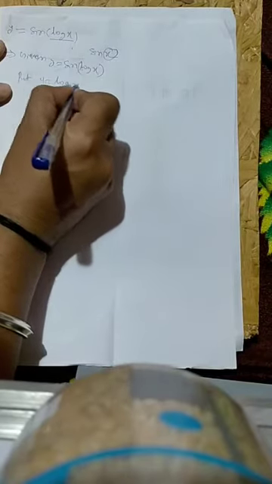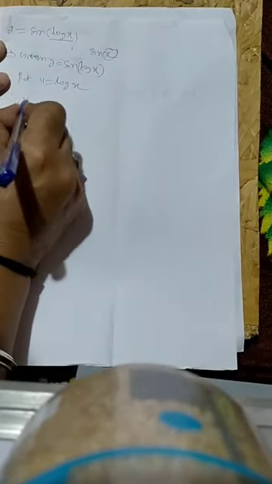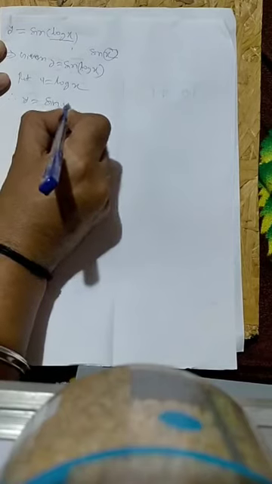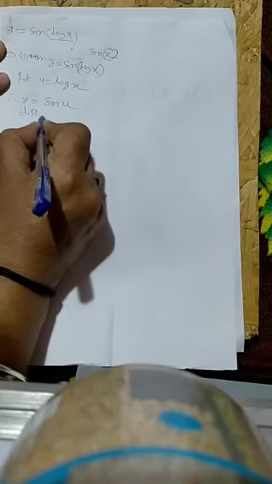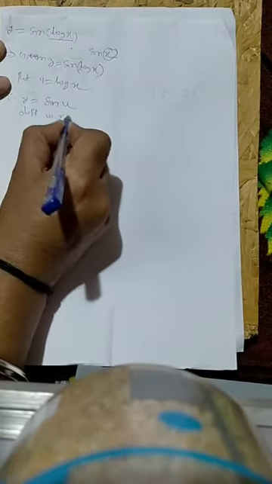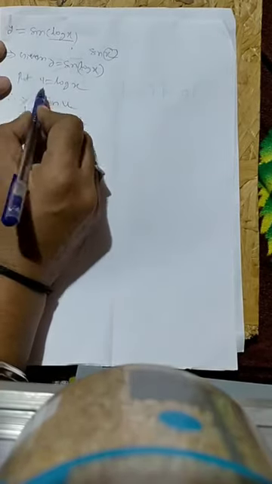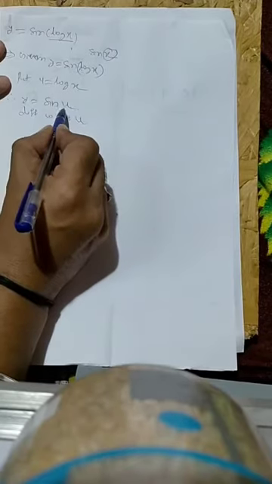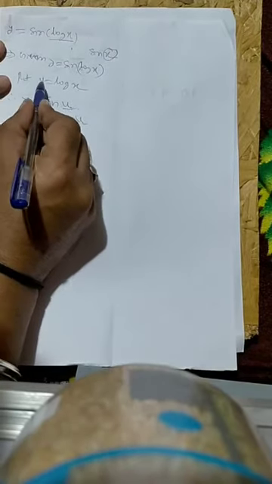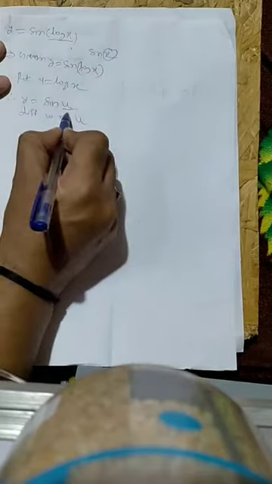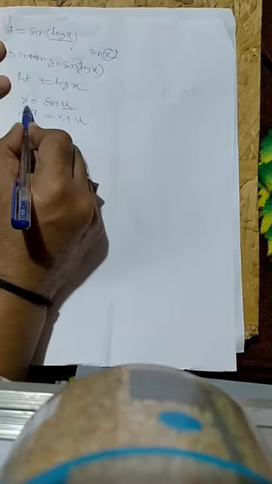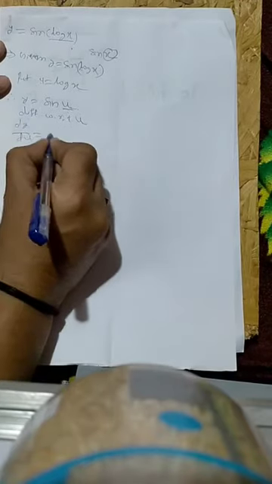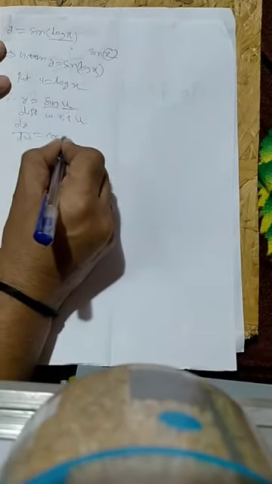So we put here u is equals to log of x. Therefore y is equals to sine of u. Differentiate this term with respect to u. We are considering u is equals to log of x and y is equals to sine of u. So we have to differentiate this term by considering which term? u. So we differentiate y with respect to u. So we are getting here dy by du is equals to derivative of sine, means cos of u.